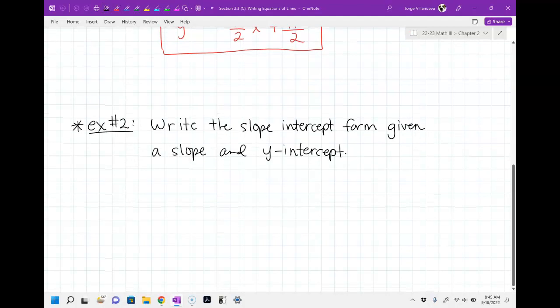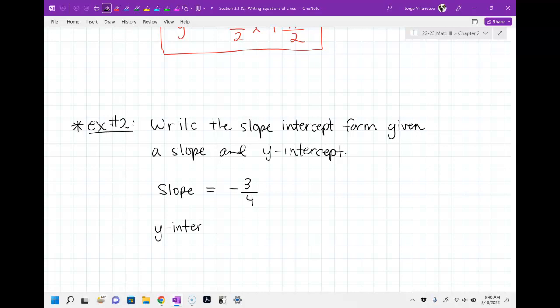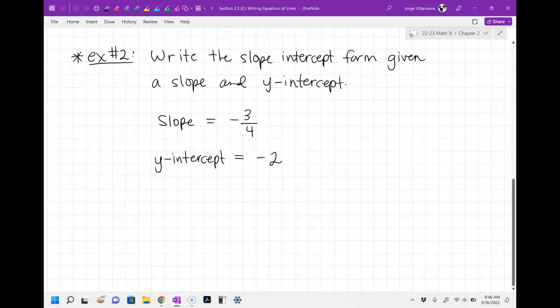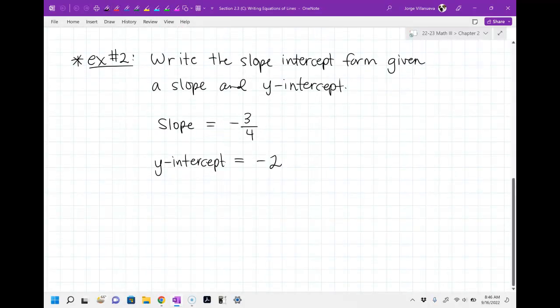So these are really simple because, I mean, they're not going to make it super obvious, but let me just show you what the problem's going to look like. So they might say, okay, the slope is equal to negative 3/4, and the y-intercept is, let's say, a negative 2 here. This is what the problem's going to look like. Write the slope-intercept form given a slope and y-intercept. In other words, we're giving you everything you need. Can you just write it out?